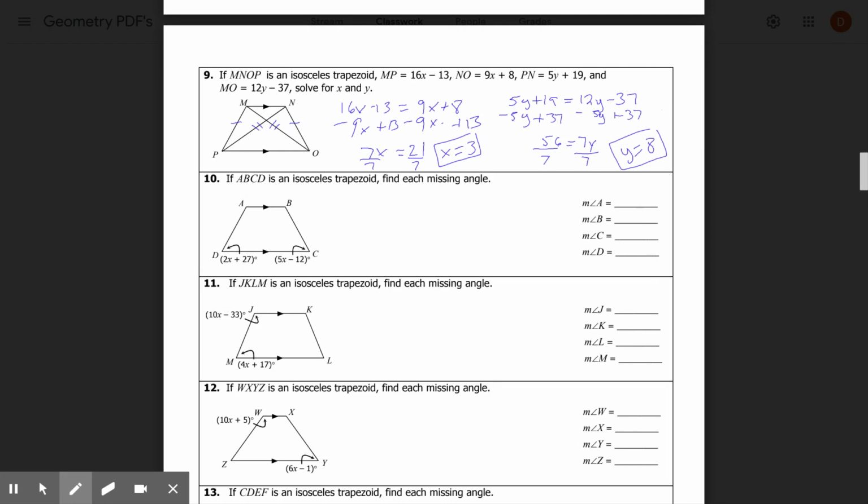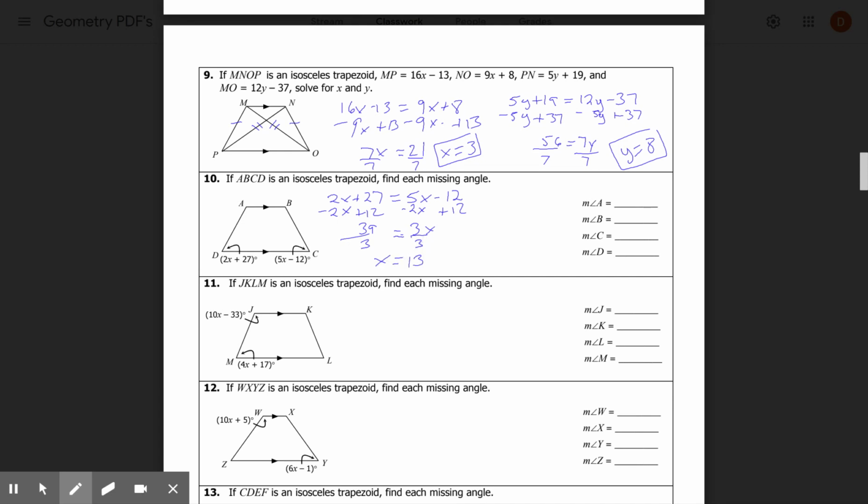Okay, these next few, we're looking at the angles here. So if ABCD is an isosceles trapezoid, find each missing angle. Well, we know that these angles are congruent. So 2x plus 27 would equal 5x minus 12. So first we have to find out what x is. Minus 2x, and we'll add 12. That gives us, let's see, this is 3x, and this is 39. So divide both sides by 3, and x equals 13.